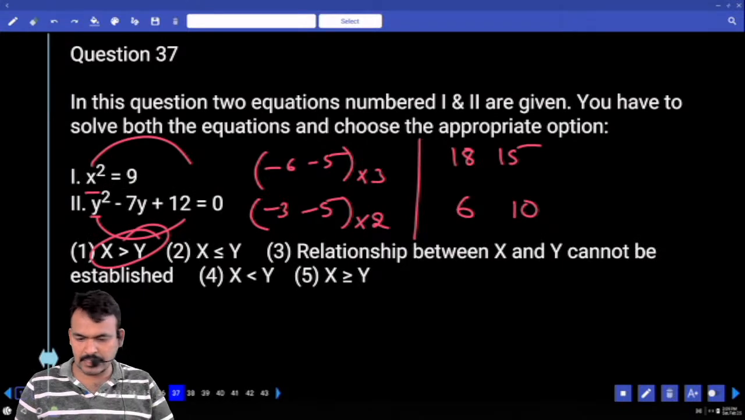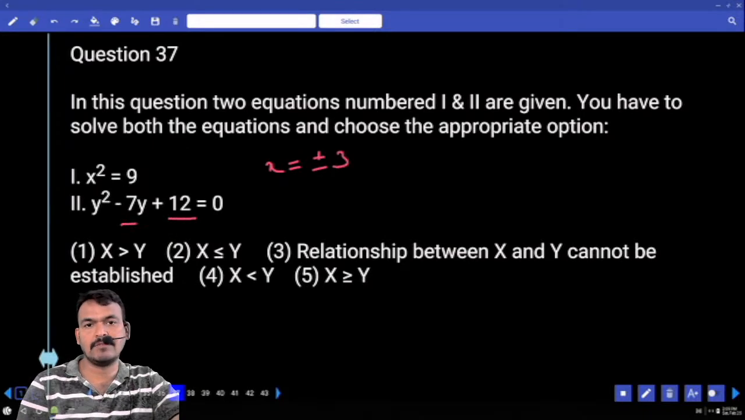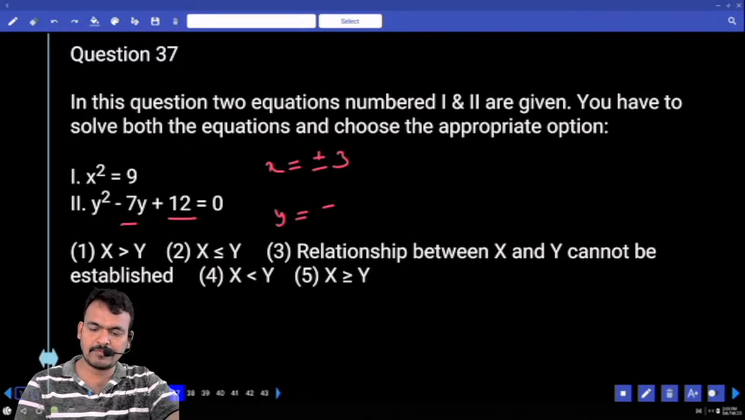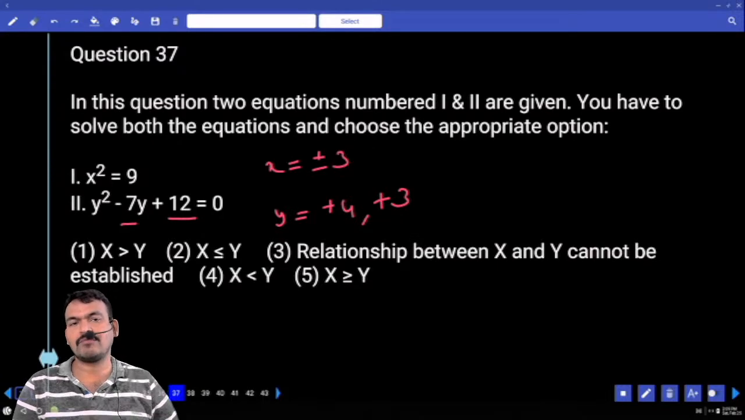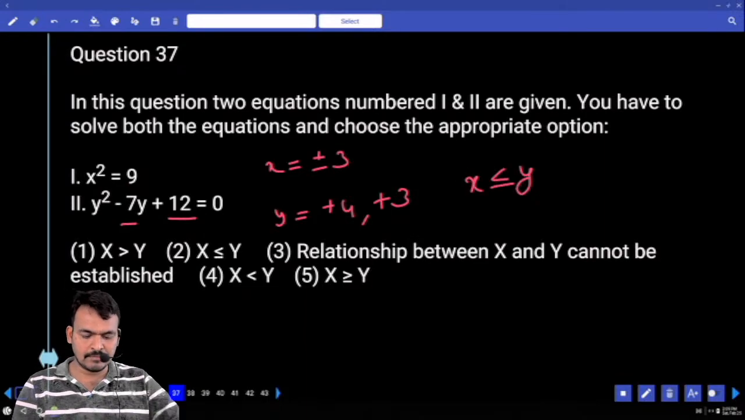Next question number 37. X square equal to 9, x equal to plus or minus 3. Y square minus 7y plus 12. 4 and 3. What is the y final roots? Plus 4, plus 3. Okay. First 3 compared to 4, less than. 3 compared to 3, equal. Minus 3 compared to positive 4 and positive 3, less than or. What is the overall relation? X less than or equal to y.